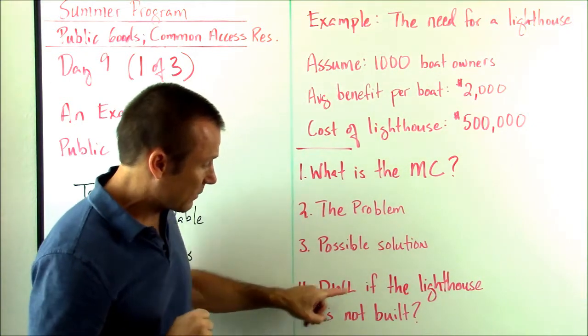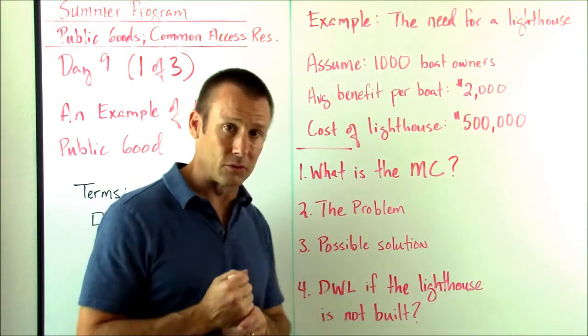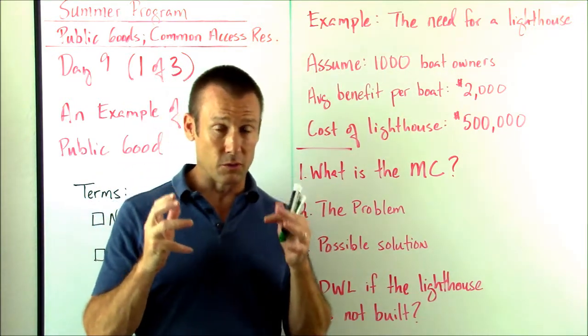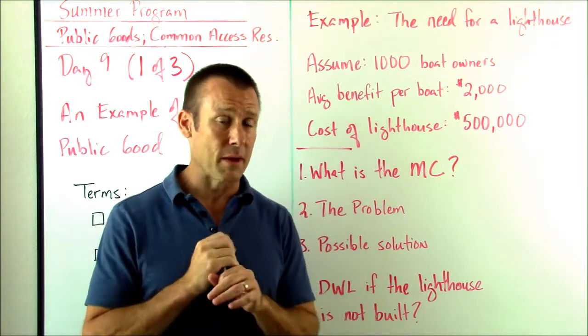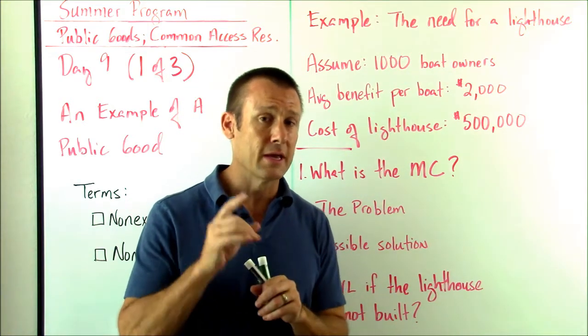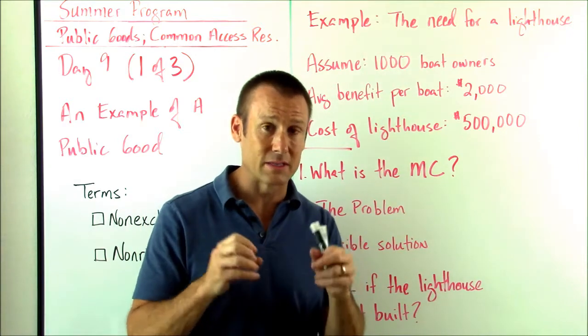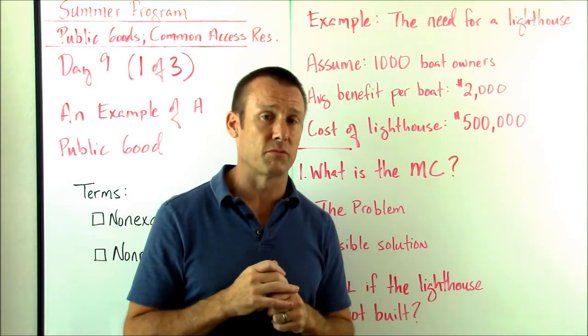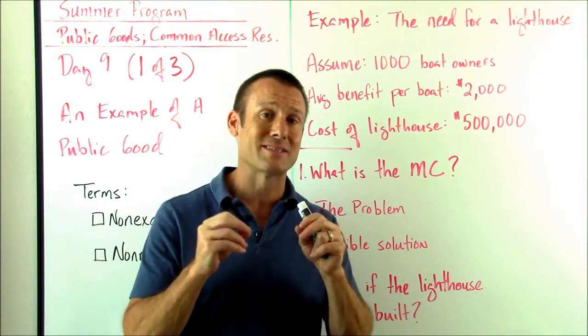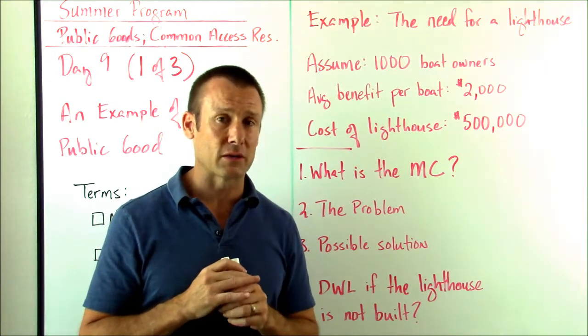Now, finally, the deadweight loss if the lighthouse is not built. Remember, again, this is a market failure, right? We're not going to achieve max social surplus, okay? And let me define deadweight loss one more time, too. A deadweight loss is the amount by which we fall short of max social surplus, okay?